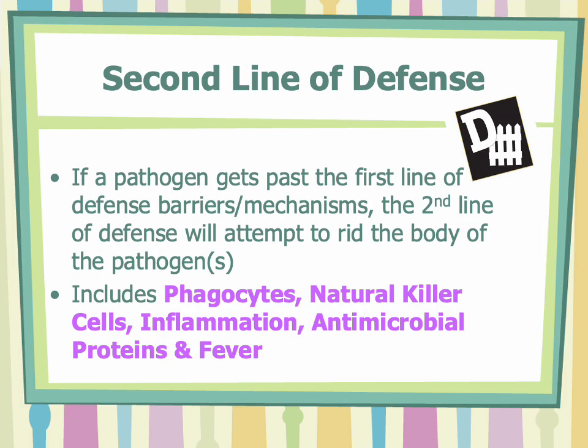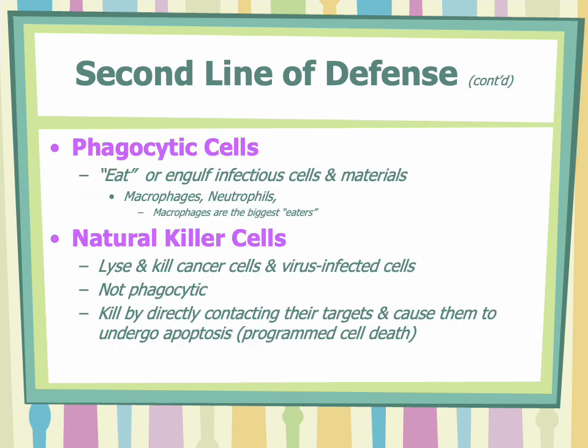Now let's talk about the second line of defense. This is still innate, it's not specific, and includes phagocytes, natural killers, inflammation, antimicrobial proteins, and fever, okay? So the phagocytic cells basically eat and engulf either infectious cells or materials. They're usually the macrophages and the neutrophils, okay? They're the biggest eaters, okay?